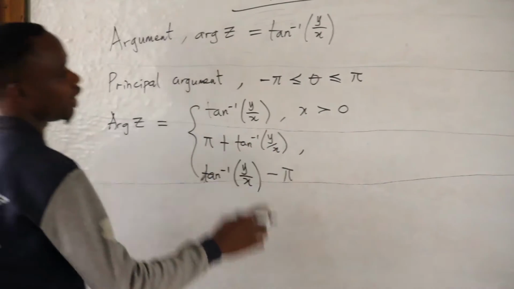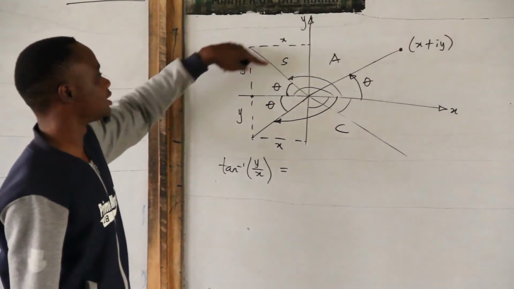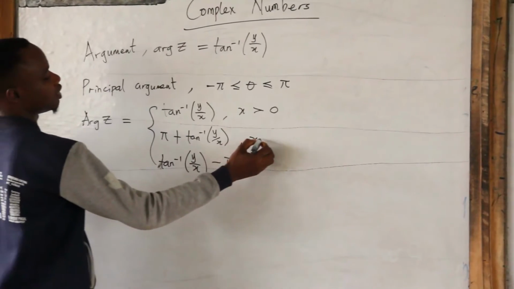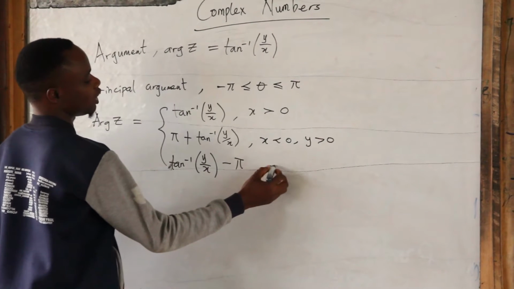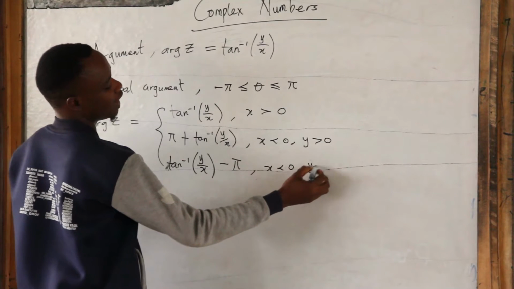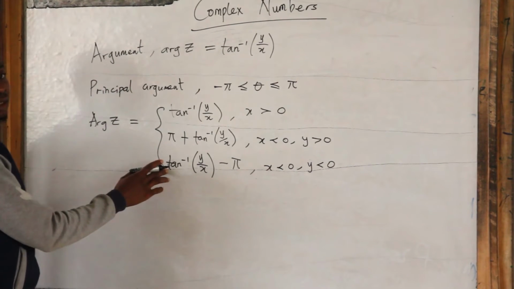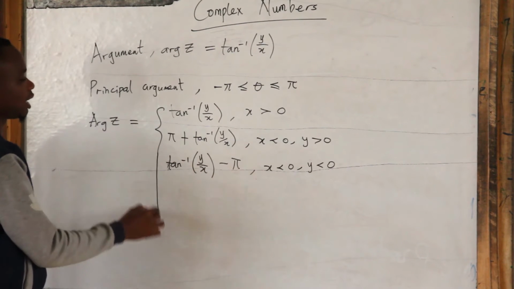Alright, so the first one obtains when x is negative and y is positive. So here, x is less than 0, y is greater than 0. Here, this obtains when x is negative, less than 0, and y is also negative, less than 0. Is this making sense? So that is the idea.